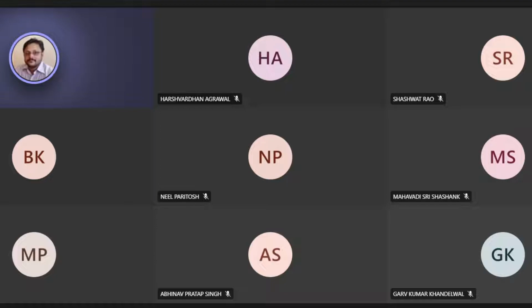Okay, you are not listening properly to what I am telling. What is your name? Harshvardhan. 1.1, yes. So this is the circle of radius 1.1, so ROC is outside this region.